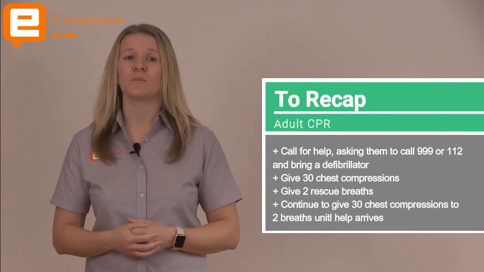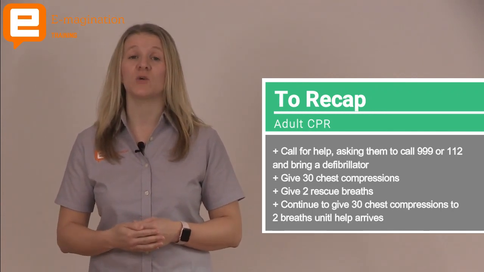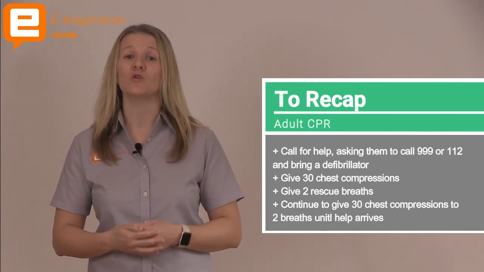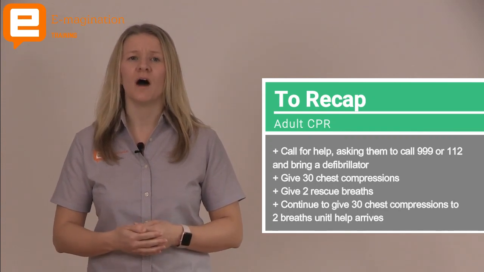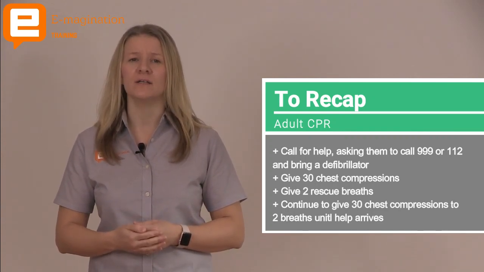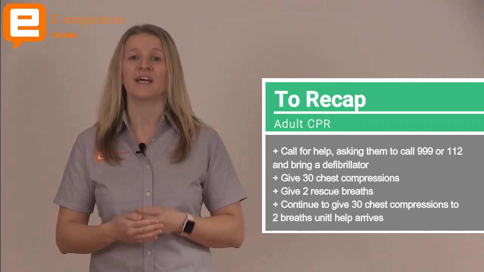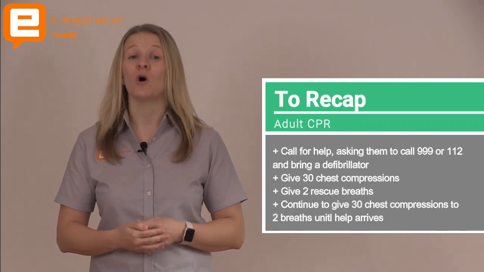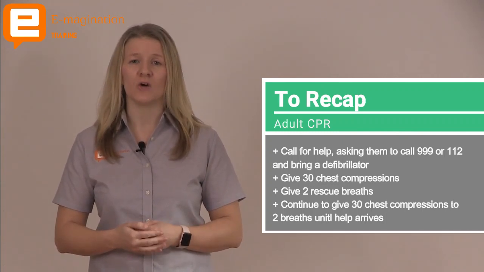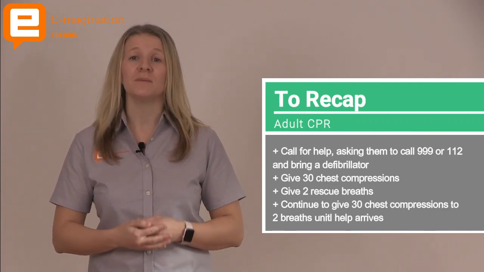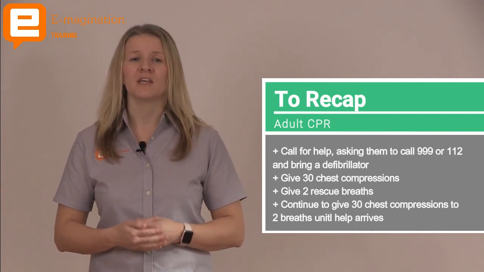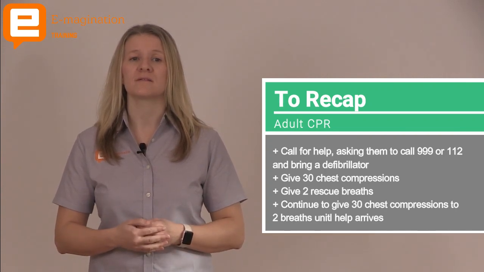So, to recap, if you come across a casualty who is unresponsive and not breathing normally, call for help, asking them to call 999 or 112 and bring an AED. If you are on your own, make the call yourself on speakerphone so you may begin CPR. Give 30 chest compressions, give 2 rescue breaths.